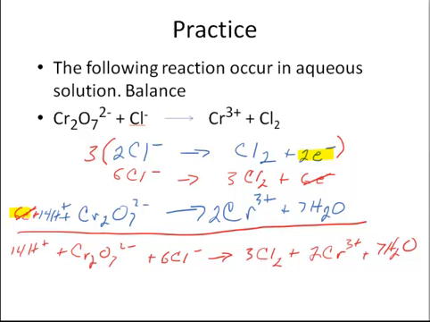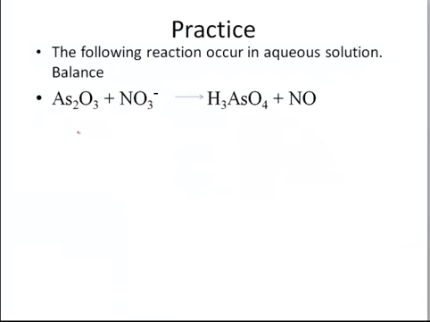Let's look at what kind of charge we have on this side. I've got 14 minus 2 minus 6. And that gives me 6. Right? On this side, I've got 2 times plus 3, which is plus 6. All right, so the charge is balanced. So this beast is our first balanced redox reaction. Pretty awesome, isn't it? All right, pause the video and see if you can do this one.